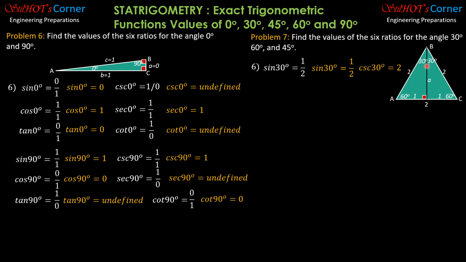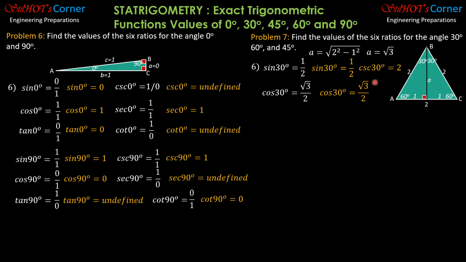Then I'll call this adjacent side to 30 degrees, considering the left right triangle, as A. By Pythagorean theorem, it is the square root of hypotenuse 2 squared minus opposite 1 squared. So it is square root of 3. So the cosine of 30 degrees is adjacent side A, which is square root of 3, divided by hypotenuse 2. So cosine of 30 degrees is equal to square root of 3 over 2.